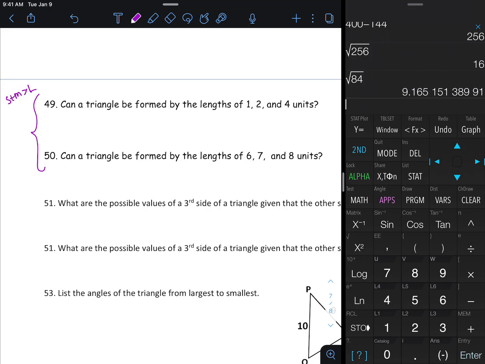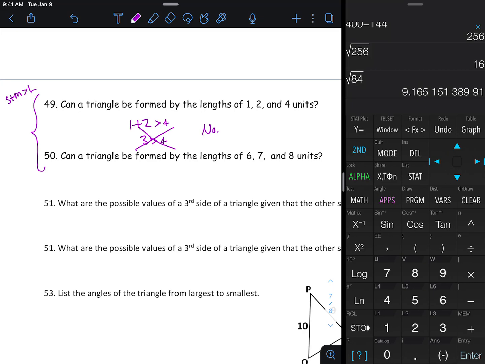All right, so you go and look at them. First of all, make sure you have the correct order. You might need to rearrange them. So on this first one, we've got to see is 1 plus 2 greater than 4? And that's it right there. Obviously, 3 is not greater than 4. So make sure you say that no, you cannot make a triangle with those given lengths.